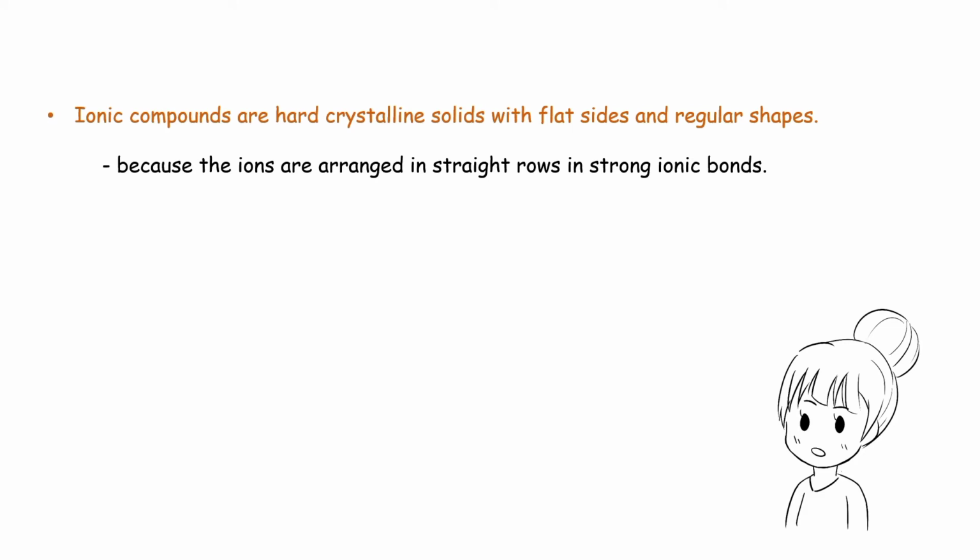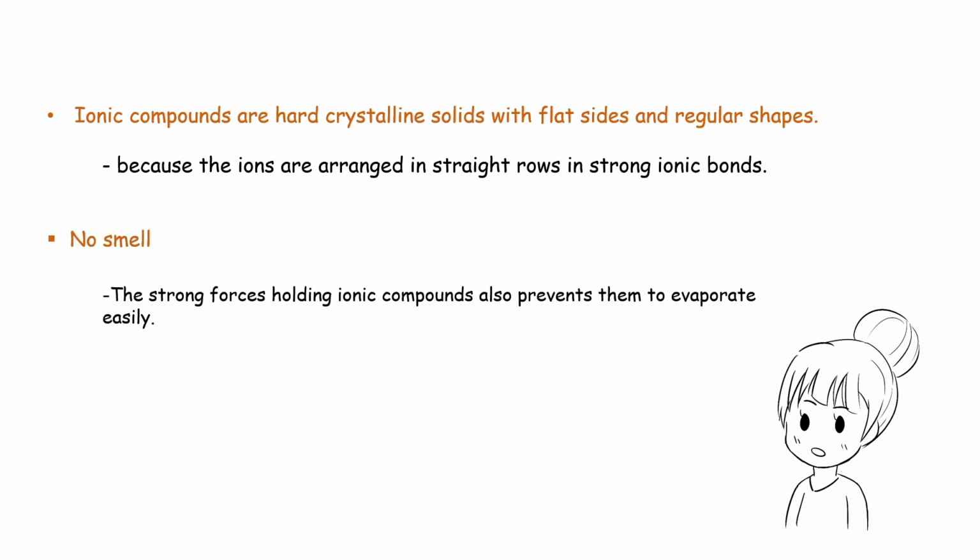Ionic compounds are hard crystalline solids with flat sides and regular shapes because the ions are arranged in straight rows in strong ionic bonds. The strong forces holding ionic compounds together also prevent them from evaporating easily, hence they have no smell.